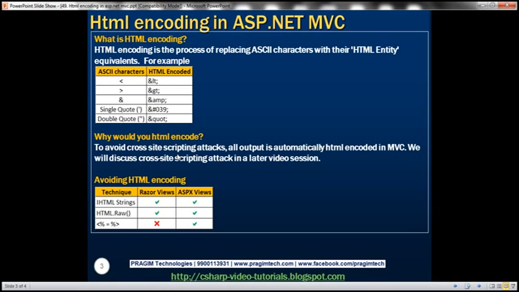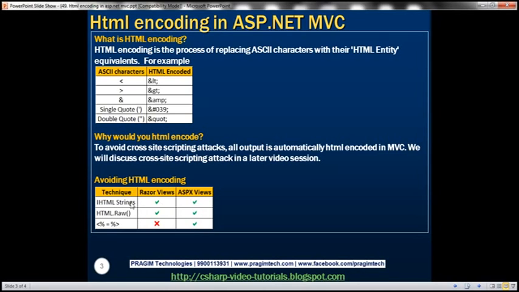So what's a cross-site scripting attack? We'll discuss cross-site scripting attack in detail in a later video session, but for now understand that to avoid cross-site scripting attacks, all output is automatically HTML encoded in an MVC application. But sometimes we want to disable or avoid this automatic HTML encoding, and there are three ways to do that. These are the three techniques that are listed, both for Razor and ASPX views.